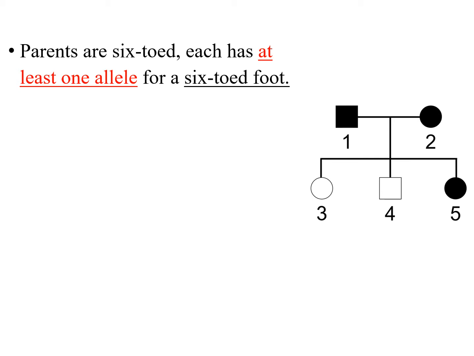So let's write it down. For parent 1 and 2, they have at least one allele for six-toed. Allele for six-toed. Well, for parent 2, same case. Allele for six-toed.